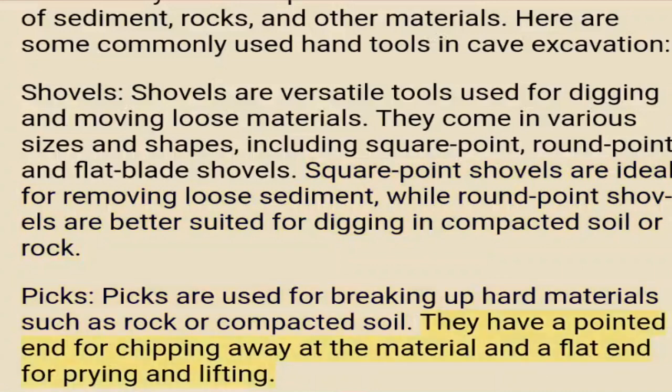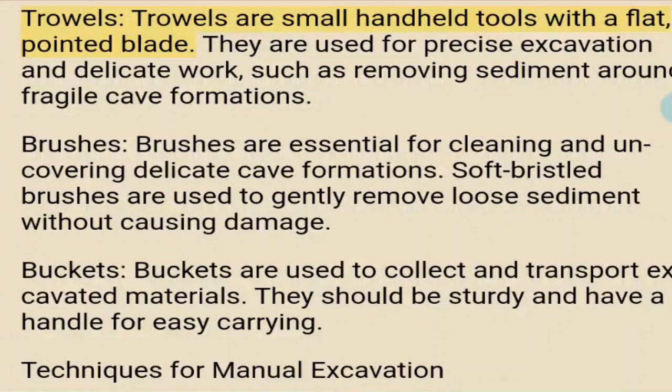Picks. Picks are used for breaking up hard materials such as rock or compacted soil. They have a pointed end for chipping away at the material and a flat end for prying and lifting. Trowels. Trowels are small handheld tools with a flat, pointed blade. They are used for precise excavation and delicate work, such as removing sediment around fragile cave formations. Brushes. Brushes are essential for cleaning and uncovering delicate cave formations. Soft bristled brushes are used to gently remove loose sediment without causing damage. Buckets. Buckets are used to collect and transport excavated materials. They should be sturdy and have a handle for easy carrying.